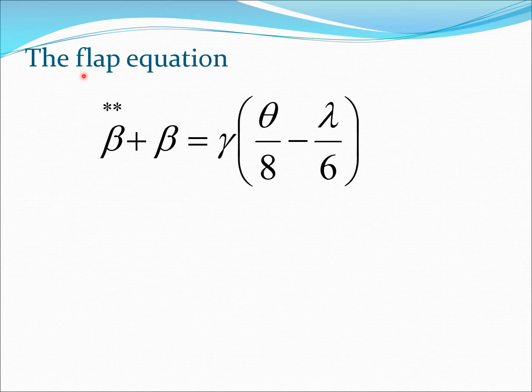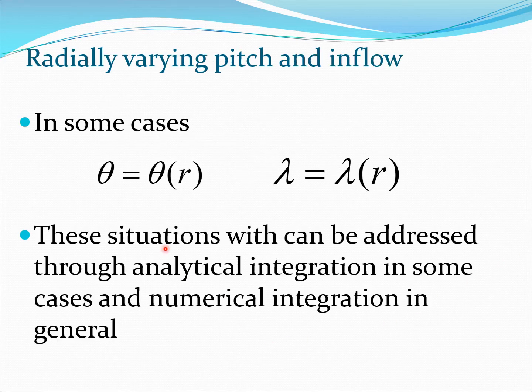So my flap equation now assumes a very nice and simple form. Beta double star plus beta is gamma times theta by 8 minus lambda by 6. So remember, gamma is dependent on density of air. So if density of air is 0, then this right hand side would vanish and you have the flapping blade in vacuum condition. Now in some cases theta would be a function of r, lambda would be a function of r, and in those cases you can do integration in some cases such as linear twist, which I will explain next. And also if the distribution is quite complicated, then you may have to do some kind of numerical integration technique such as trapezoidal rule or Simpson rule or Gauss quadrature.